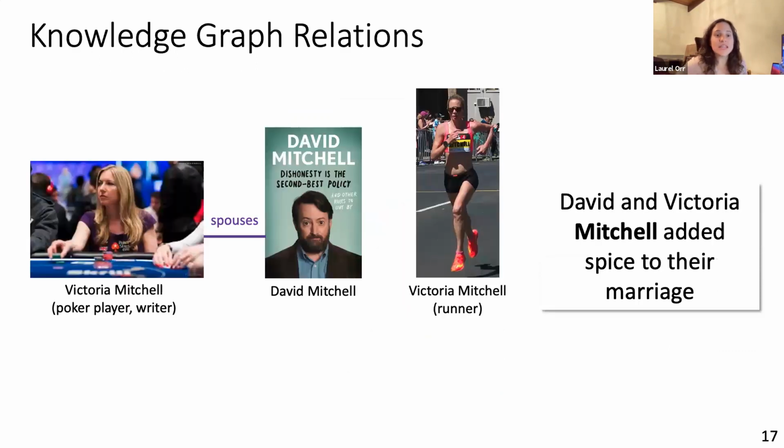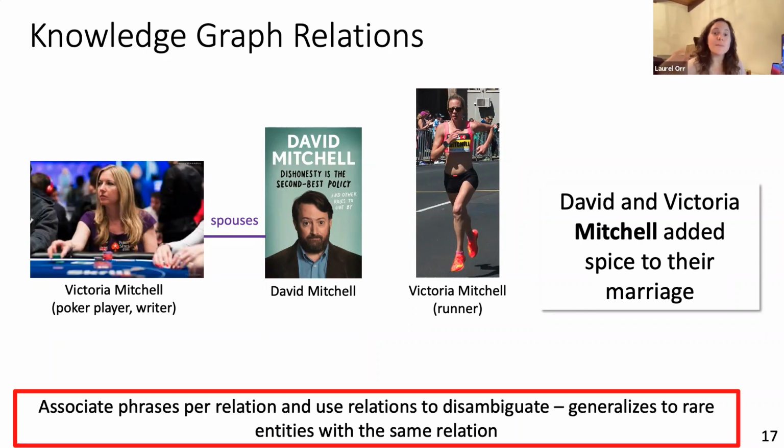The next signal is what I'm calling knowledge graph relations. If you have the sentence, David and Victoria Mitchell added spice to their marriage, in this case, there are actually two Victoria Mitchells in Wikipedia. One of them is a poker player and one of them is a runner. Only one of them is married to a David. So the only way you know which Victoria and David is correct is by using information about the relationships between entities. Now, importantly, these relationships can transfer and generalize to rare entities.